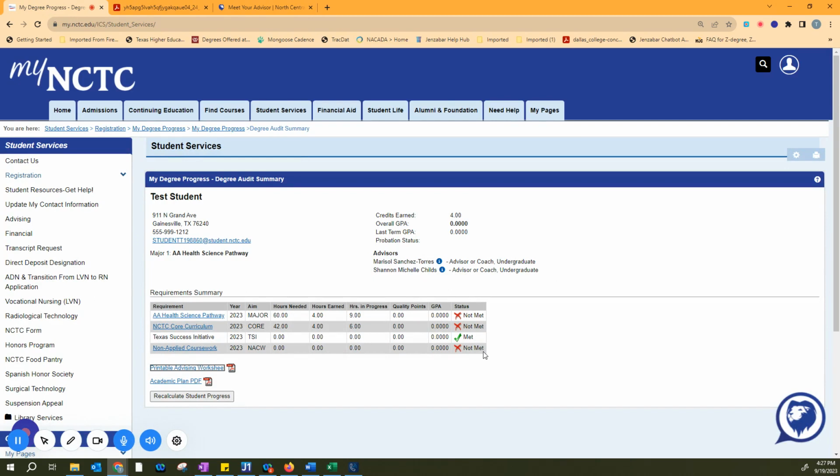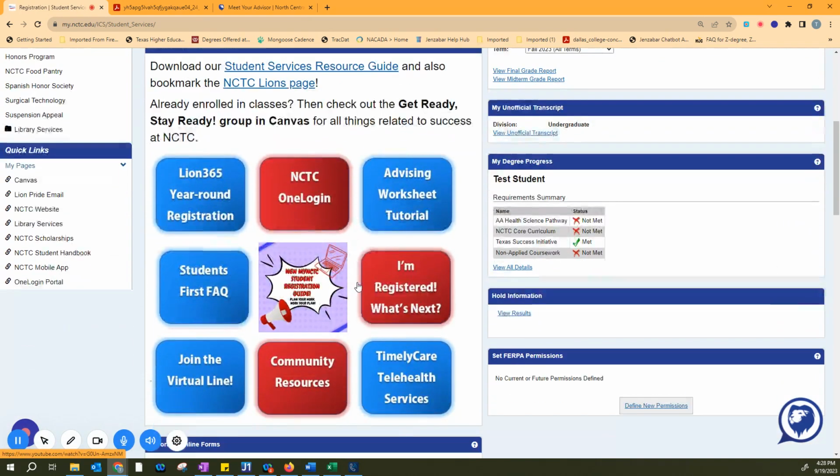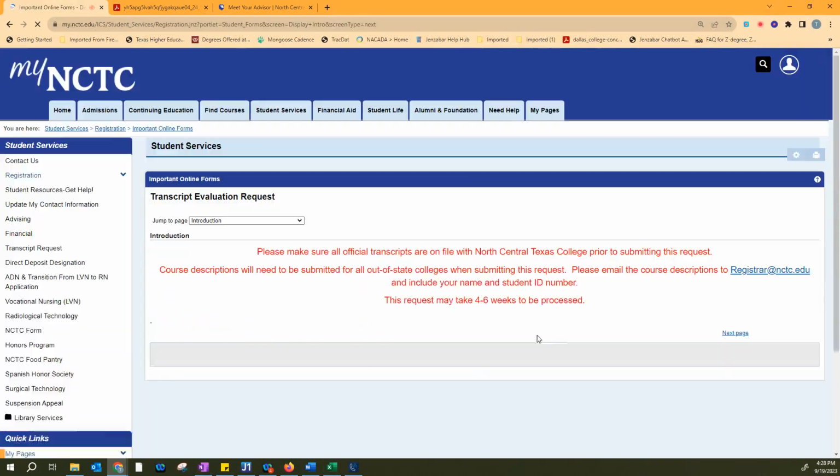So after looking at that advising worksheet, you may have some questions about what's missing. If there's transfer credit that you don't see applied to your advising worksheet, that just means one of two things. We may not have your official transcripts, which means you need to get those submitted to our admissions office, or you haven't requested a transcript evaluation to let us know that you've submitted all of your official transcripts and you want those credits officially applied. So make sure you take care of that, or visit with your advisor about any missing transfer credits or any questions at all that you have about your advising worksheet.